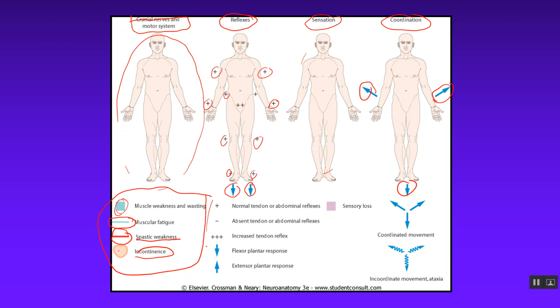And then we have a similar thing for reflexes. If they have a negative, that means they have absent tendon reflexes or lower tendon reflexes. If they have 3 pluses, that means they're hyperactive reflexes. And then if you have an arrow going up, that's an extensor plantar response. The plantar response is also the Babinski reflex. That's the scraping of the plantar surface of your foot.